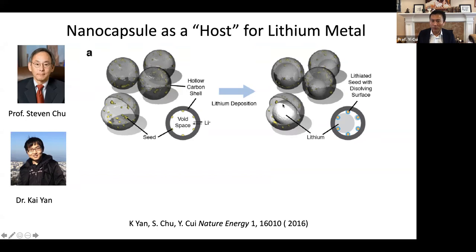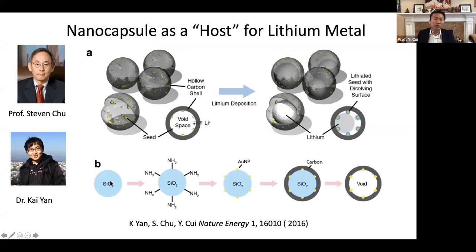Lithium ions can diffuse through this hollow carbon and really deposit inside. If we can make this structure, then we can have a stabilized lithium metal inside a host material. We use nanoscale synthesis with a templated method to make this structure. I won't go into the detail of that.